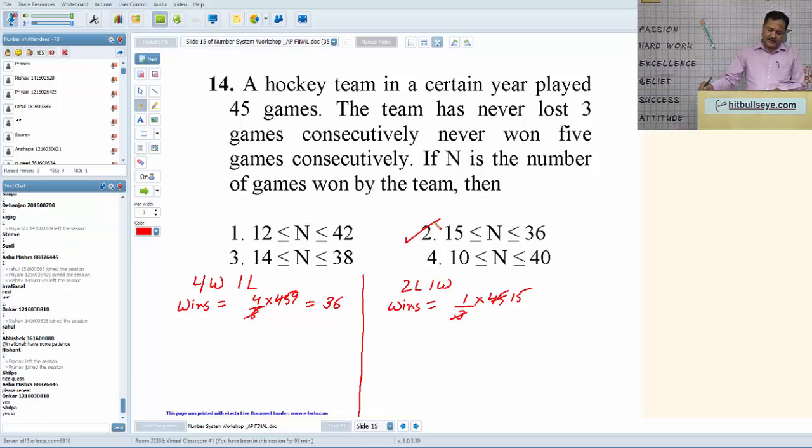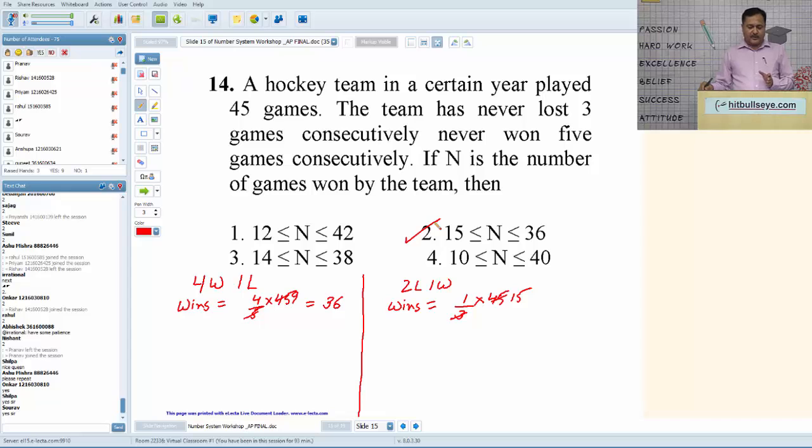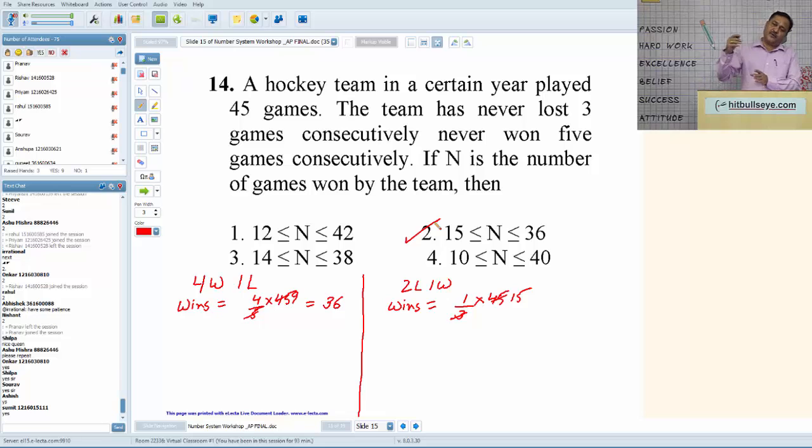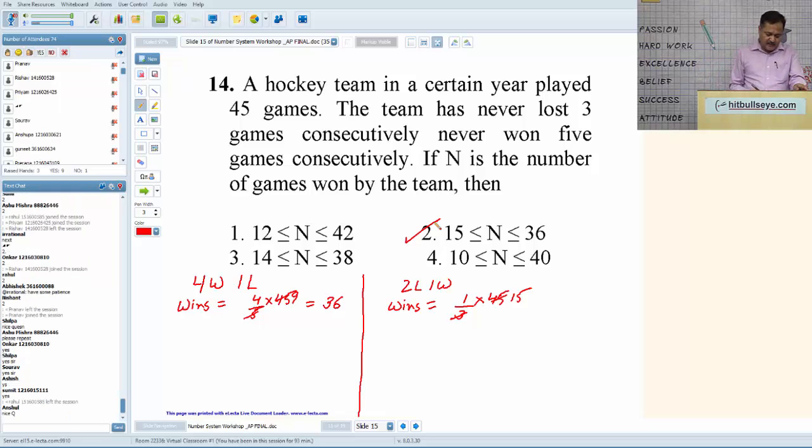Ashu, see, for the maximum wins, he will win 4 games consecutively in a row and lose 1 game, because he cannot win 5 games consecutively. So for first 4 wins, he loses the next 5th one. For the next 4, he will lose the next 10th one. So out of 5 games, he wins 4 games. So out of 45, he wins 36 games.